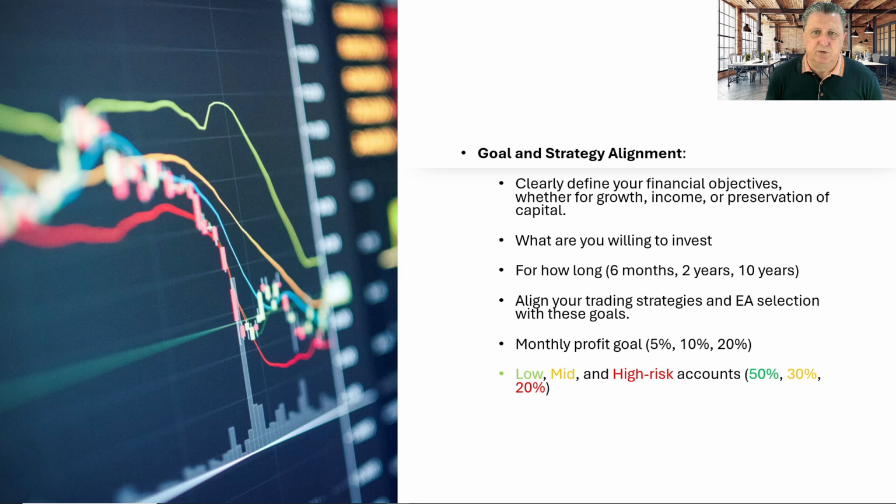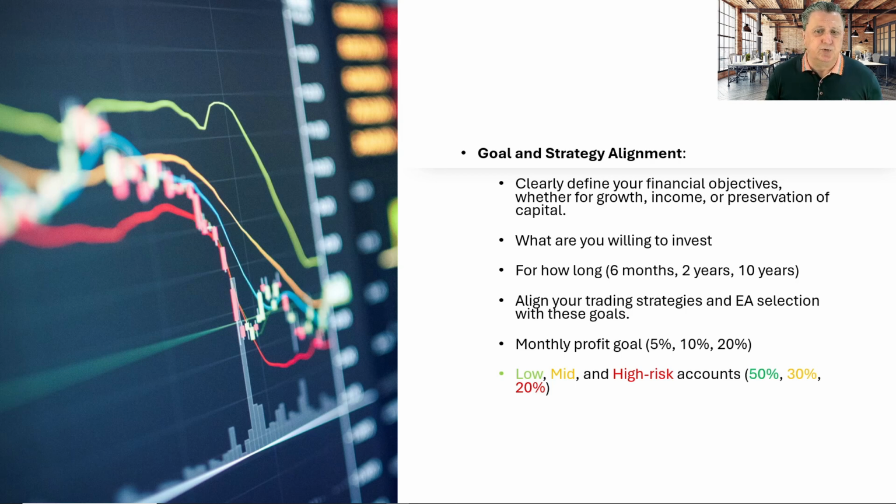We want to have a good, steady income. And you have to put down the goals straight away. How much do you want to try and do? Is it 5%, 10%, or 20%? So 20% is already very high risk if you are asking me.